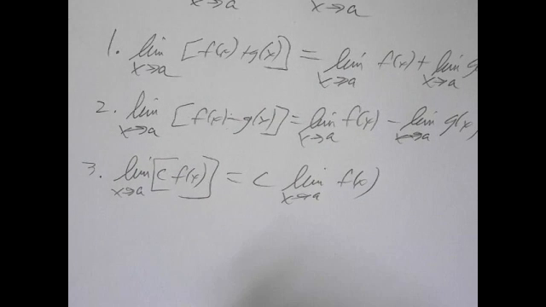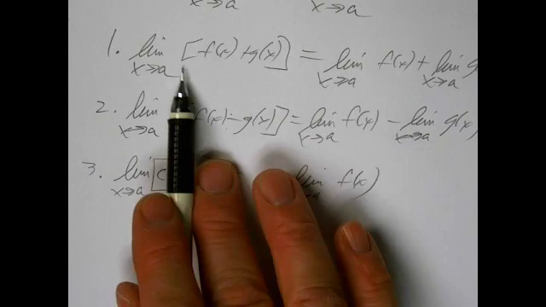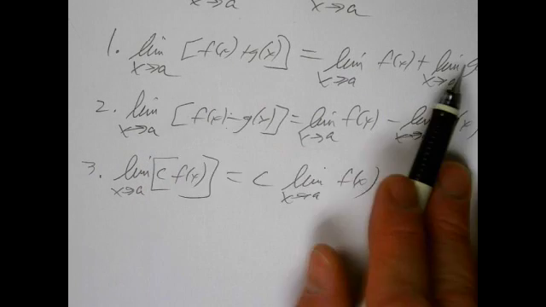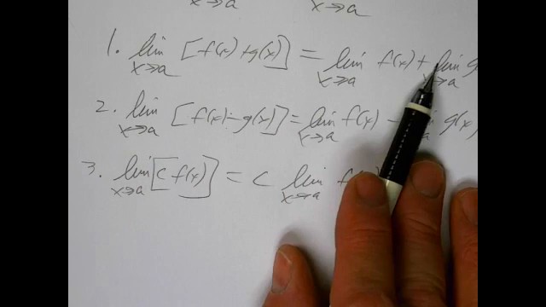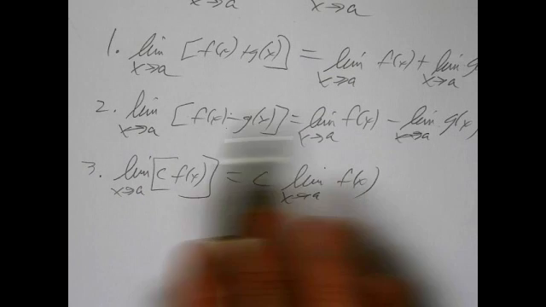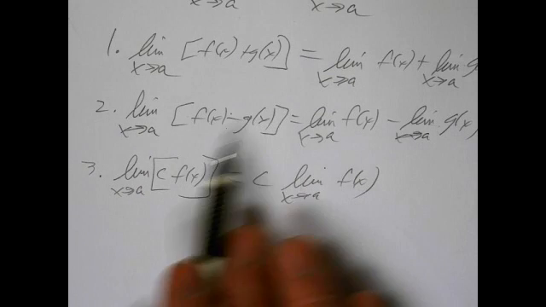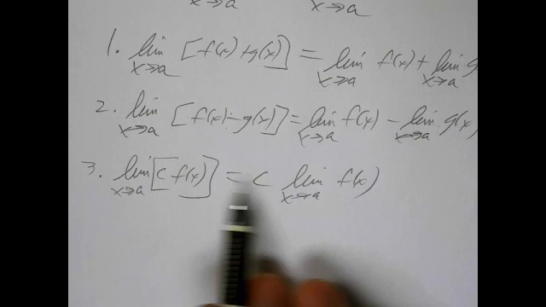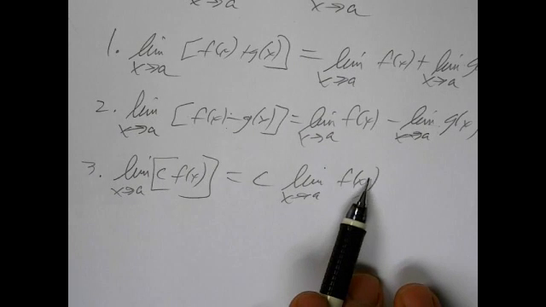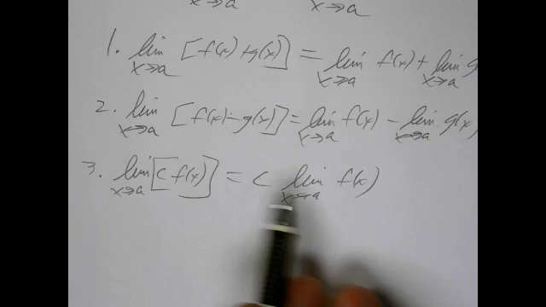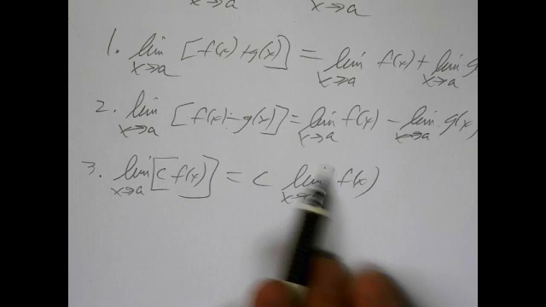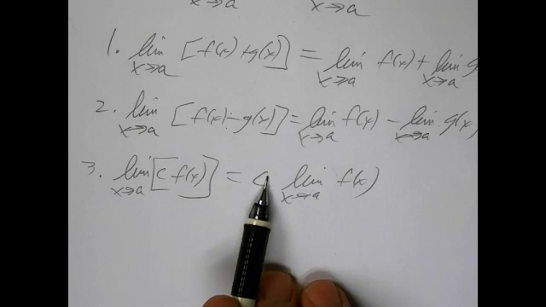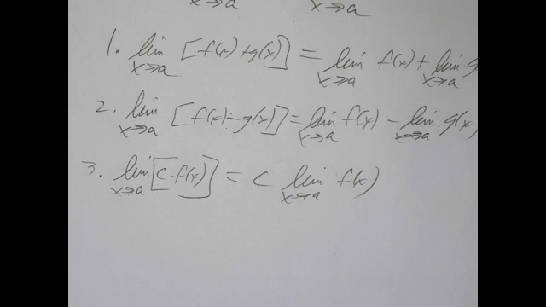This is basically saying up here that the sum of limits is the limit of sums. This is saying that the difference of limits is the limit of differences. And this is saying that a limit of a constant times a function is a constant times the limit of the function. This basically means that constants can just be moved out front. Okay, constants can just be popped out front as is convenient. All right.